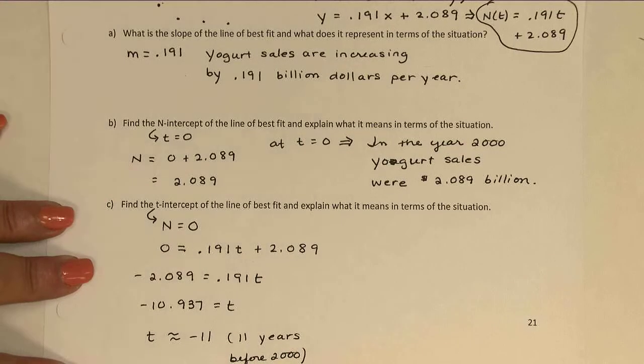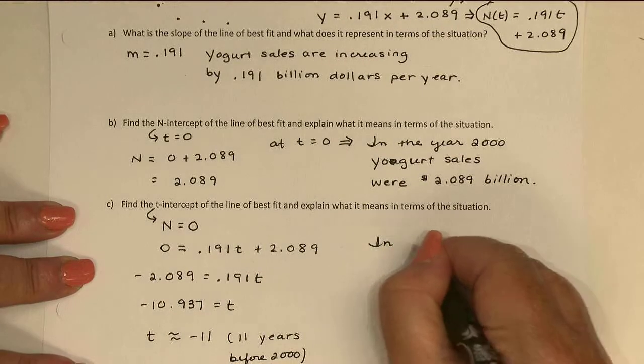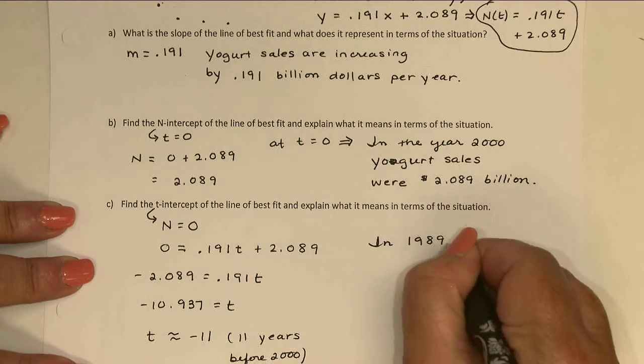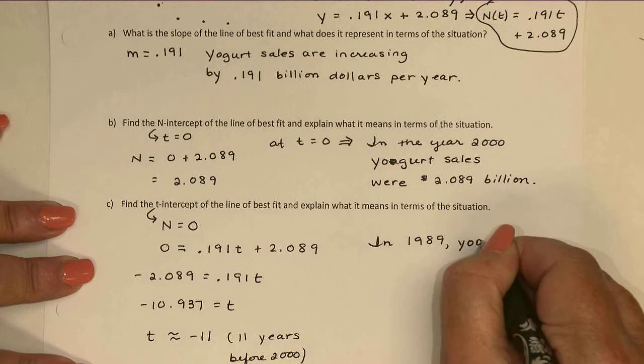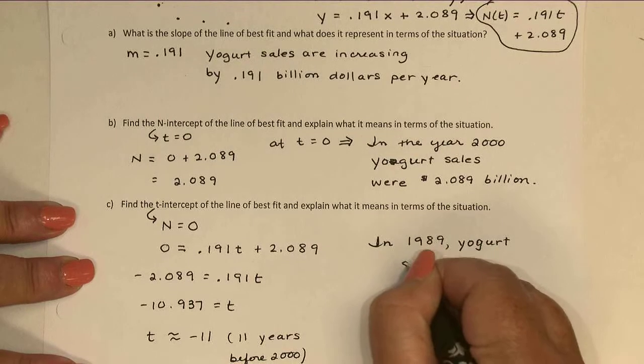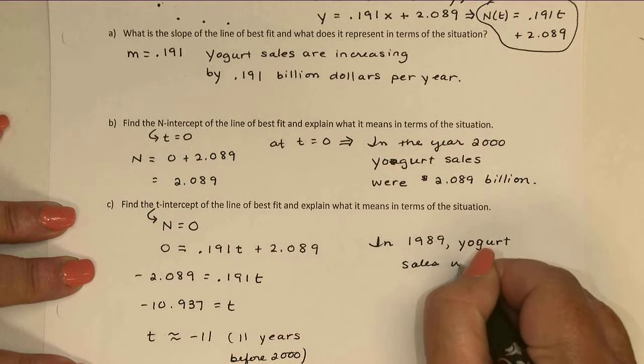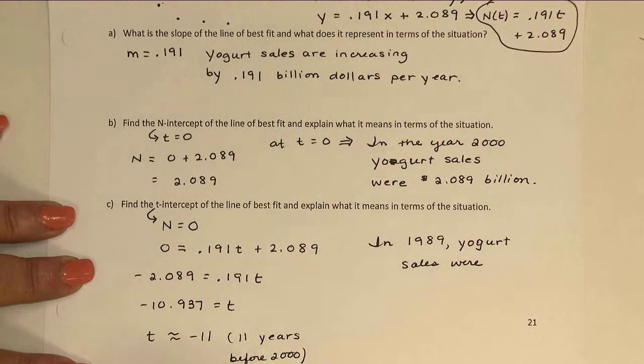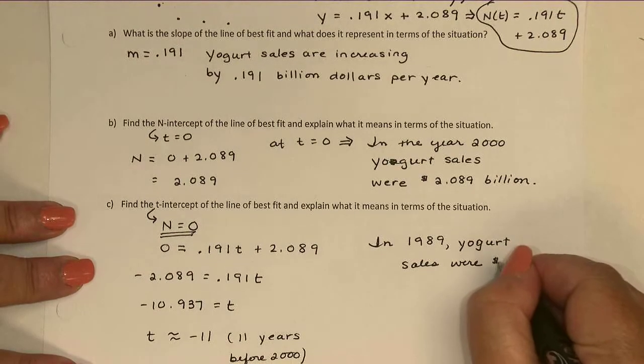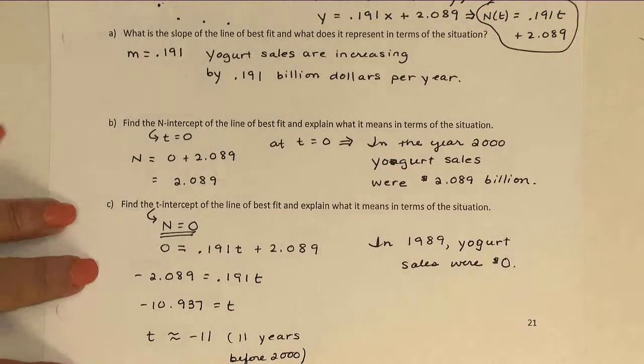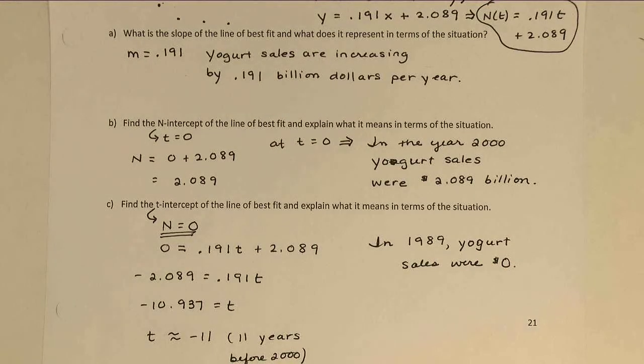That's going a ways back. It puts us back to, what, 1989? And our prediction is, in 1989, yogurt sales were how much? N was 0. All right, definitely according to the model, that is our result.